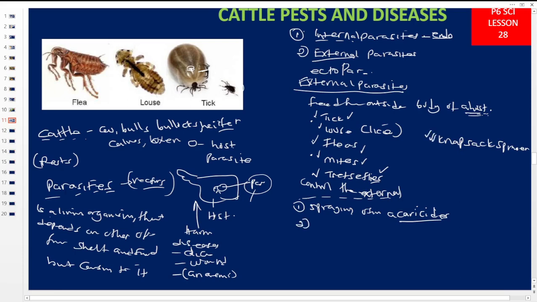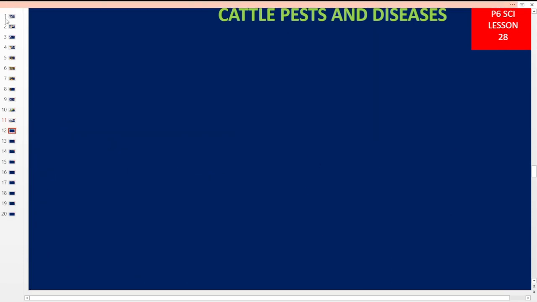Number two, we can also dip. Dipping these animals in acaricides put in a dip tank. Dipping means we can construct a dip tank. Let me draw this one. A dip tank has steps, then here like this, then like this, and it is housed. It's a room.